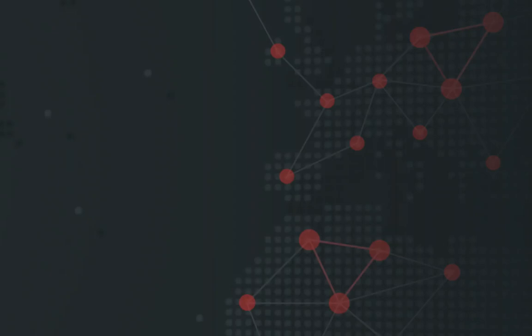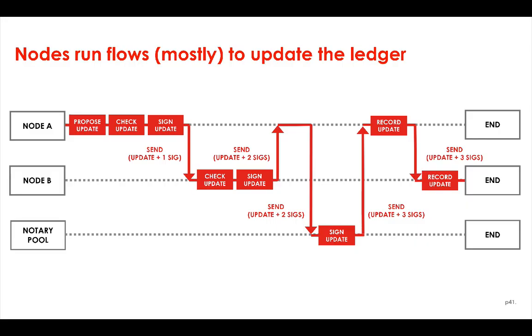In this section, we're going to talk about Corda flows. As we said in an earlier section, for their node to be useful, a node operator will want to install one or more flows on their node. And each of these flows describes a sequence of actions for the node to perform. So here's an example flow where one node, node A, is attempting to perform a transaction to update the ledger.